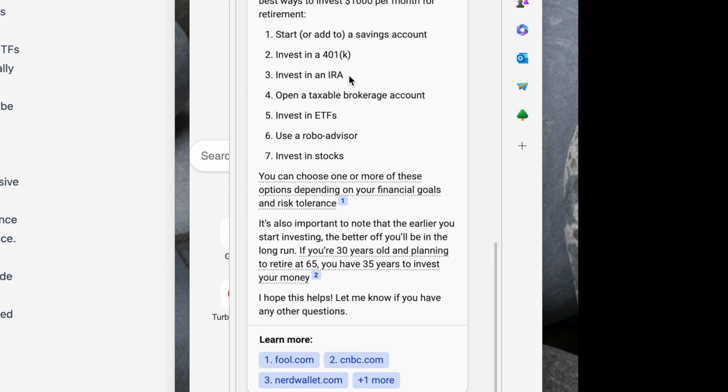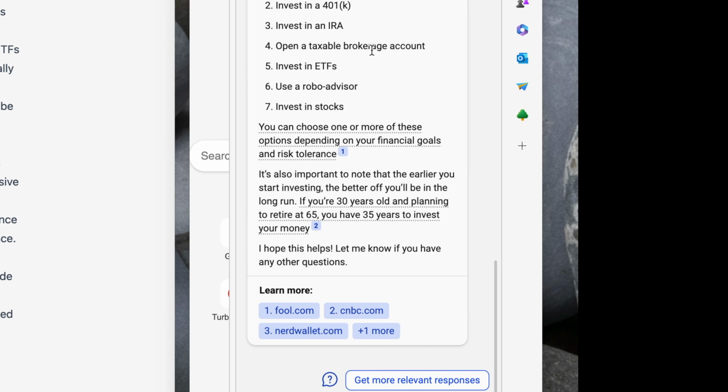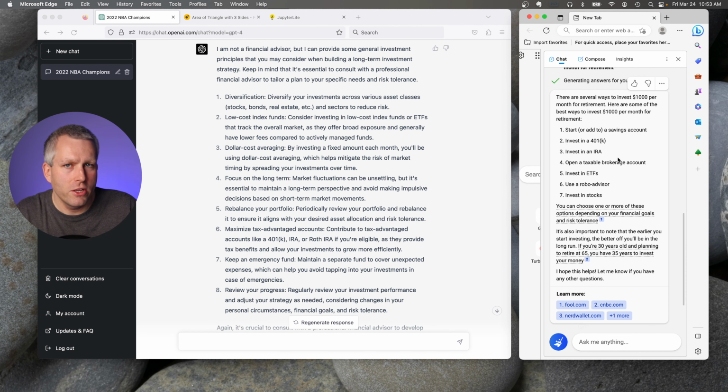Invest in 401k, invest in IRA, also good ideas. Get a taxable brokerage account, not bad. Invest in ETFs. So all that is pretty good, but the GPT answer is a lot more elaborate and I think goes into some really good ideas. And here in the Bing Chat, it doesn't tell you anything about low cost index funds, which is probably the most important thing you need to know if you want to conservatively invest your money.